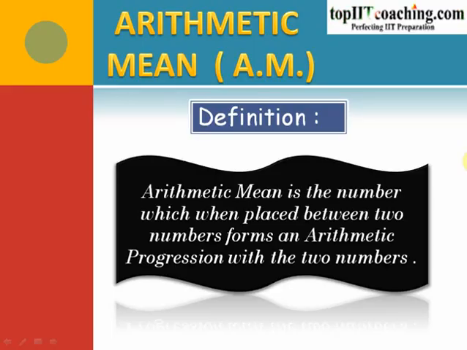So let's start off with arithmetic mean. What do we mean by arithmetic mean? Let's look at the definition. Arithmetic mean is the number which, when placed between two numbers, forms an arithmetic progression with the two numbers. It's very simple. It says that arithmetic mean is a number that is placed between two numbers such that the three numbers form an arithmetic progression.